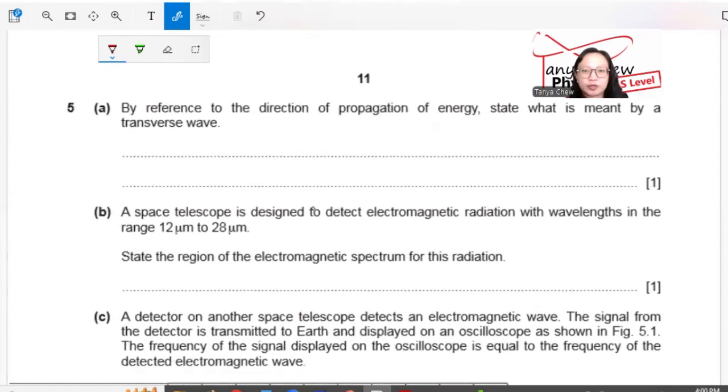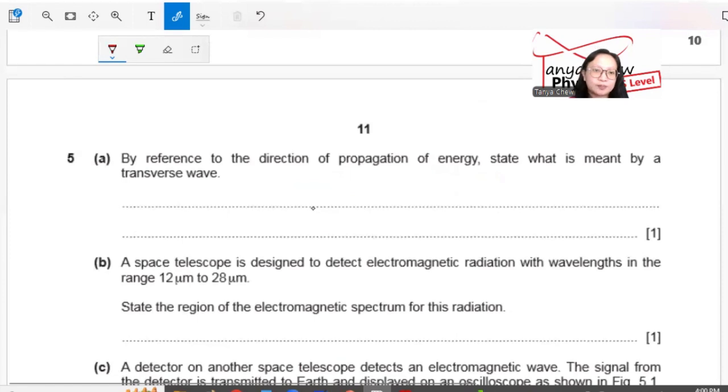The next one, question number 5. By reference to the direction of propagation of energy, state what is meant by transverse wave. You should remember the definition of transverse wave. Transverse wave, wave means vibration. So you have to include the word vibration. That's the keyword. Vibration of what? Vibration of particles. Vibration of particles, what to do with it?